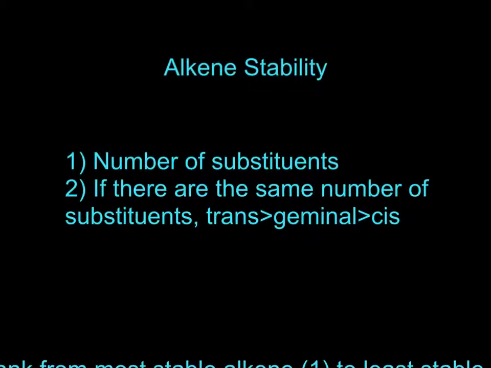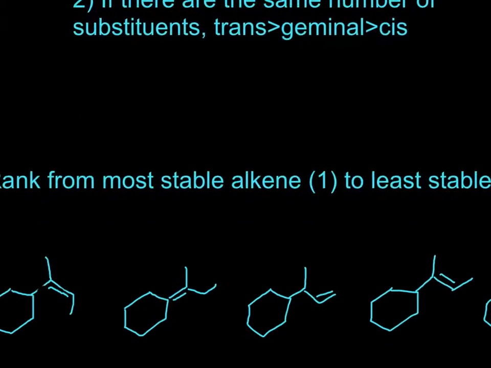Okay, so for alkene stability, you need to look at two things. The first is number of substituents, and the second is if they're the same number of substituents, then you rank it by trans, geminal, then cis. So what that means is the greater number of substituents, the greater the stability of the alkene, and if they have the same number of substituents, then trans will be more stable than geminal, and geminal will be more stable than cis. So let's do a practice problem.